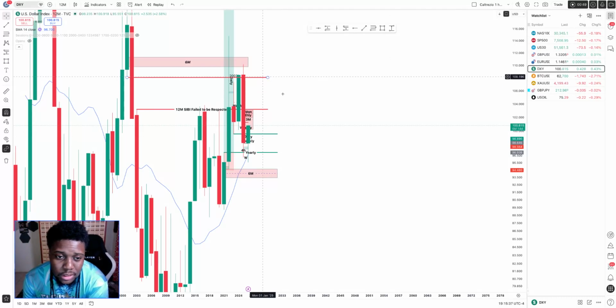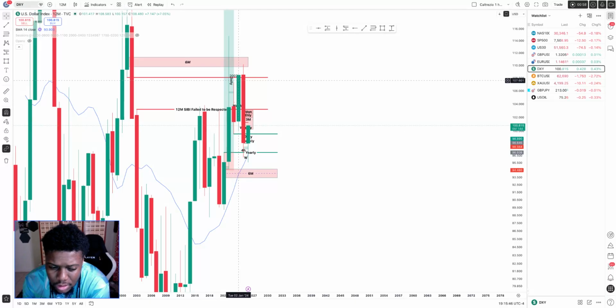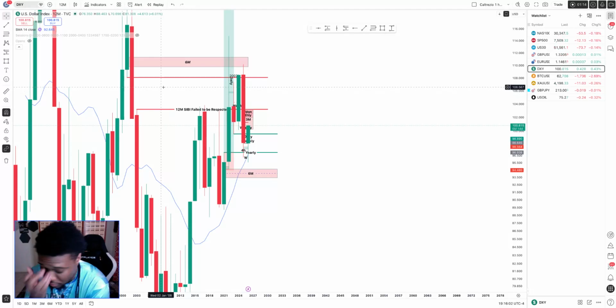So I want to take you guys back here. Look at this particular candle here. Very intriguing candle. This is the 2024 candle. We're on a 12-month chart, which is a yearly chart. So this is a 12-month candle. What we had in here was a yearly fair value gap.